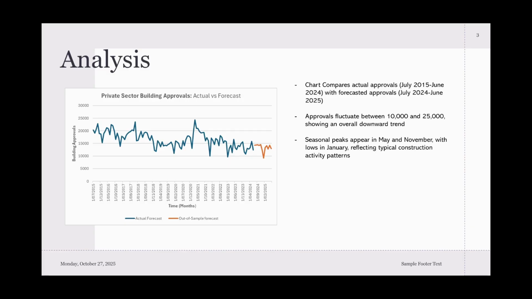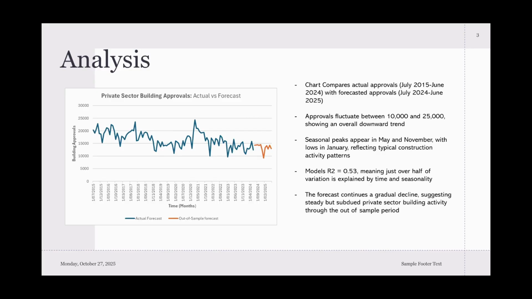Activity tends to peak around May and November, while the lowest levels occur in January, which aligns with typical construction cycles after the holiday period. My model's R-square value is around 0.53, meaning that just over half of the variation in approvals is explained by time and seasonality. Although this isn't a perfect fit, it's fairly strong for economic time series data, which are often volatile.